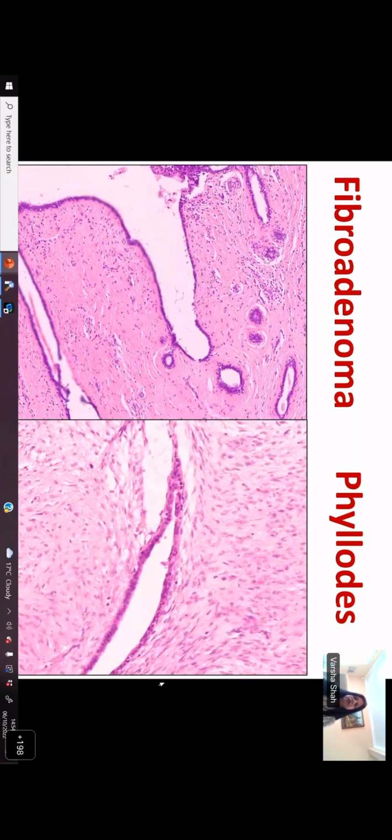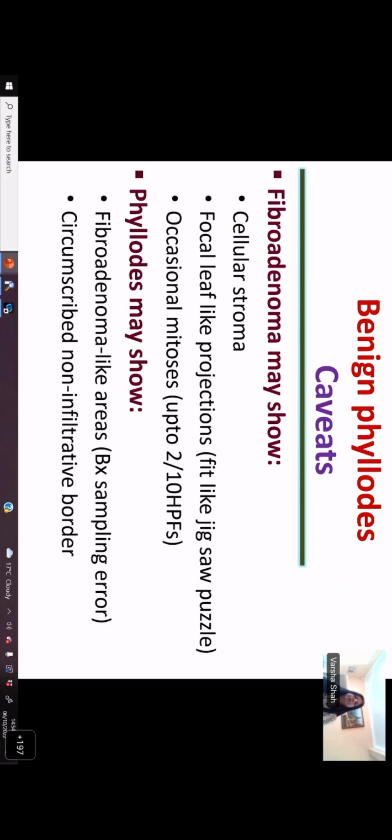There is periductal condensation of the stroma. In fibroadenoma, you don't get that. You get a cellular stroma away from it as well. Very few mitotic figures if it is a benign phyllodes tumor. But there are caveats as well, because fibroadenoma obviously can show cellular stroma. It can have focal leaf-like projections. But as I told you earlier, these projections fit into the cystic spaces, just like a jigsaw puzzle, while in phyllodes tumors, they don't. You can get occasional mitosis, up to 2 per 10 high-power fields, in a fibroadenoma.